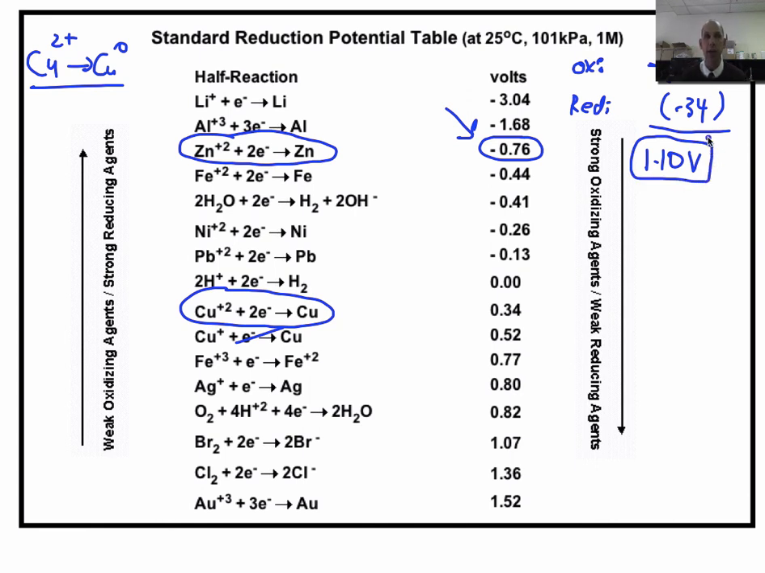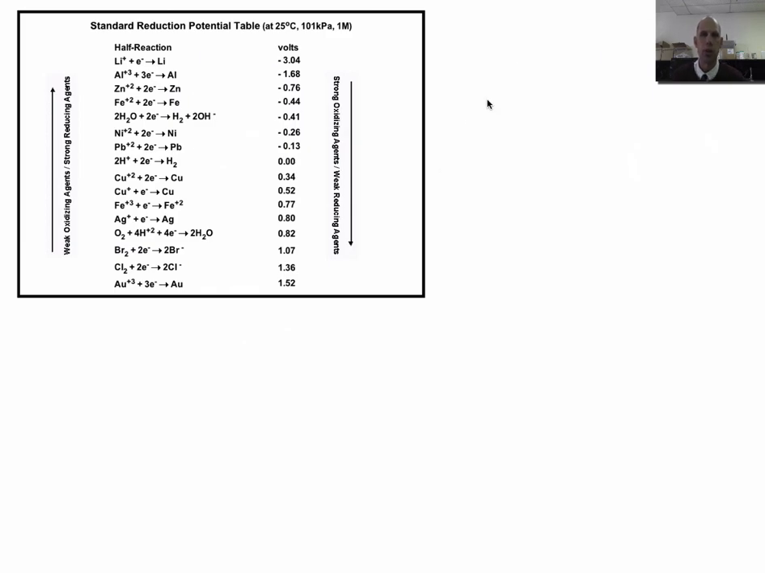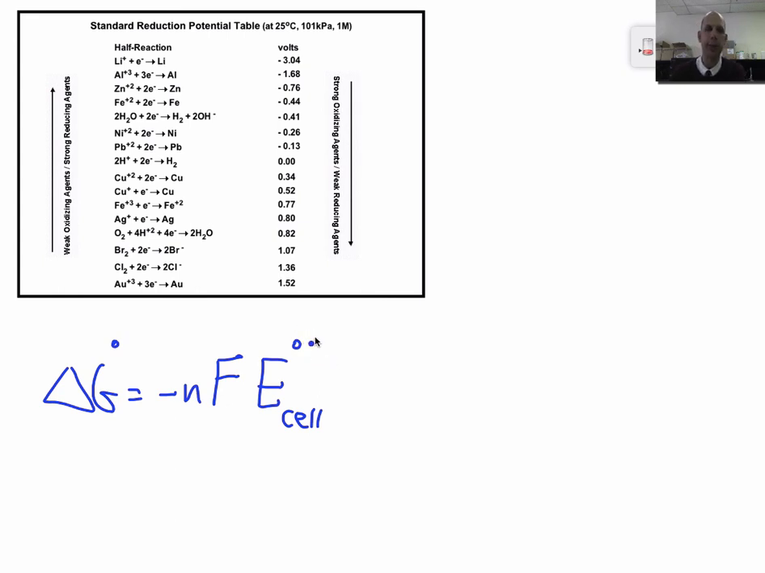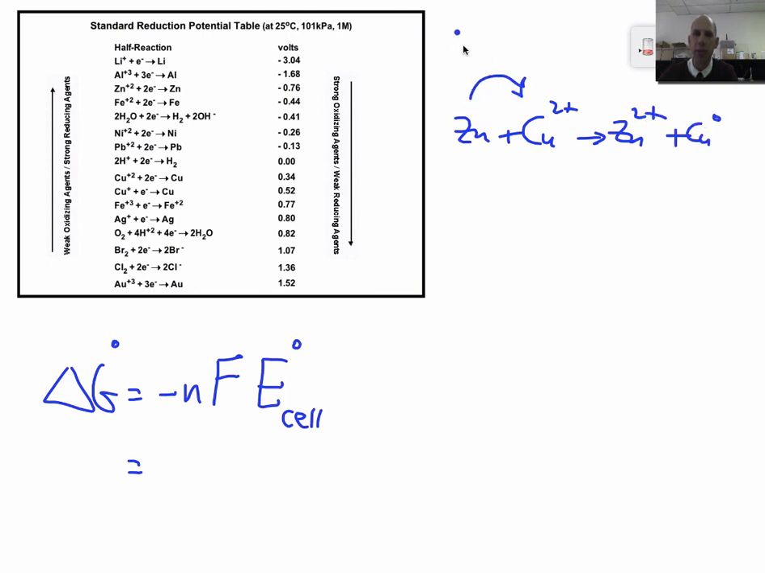So let's go ahead and calculate delta G. In this case, delta G is going to be equal to negative nFE. Now you're going to see at times a 0 up here, and that just means the reaction is happening at standard conditions, 25 degrees Celsius. So let's go ahead and do it. We know that the reaction is Zn plus Cu2+ goes to Zn2+ plus Cu0, and we know that happened because of the spontaneous transfer of 2 electrons in the battery. So that means that n is 2.